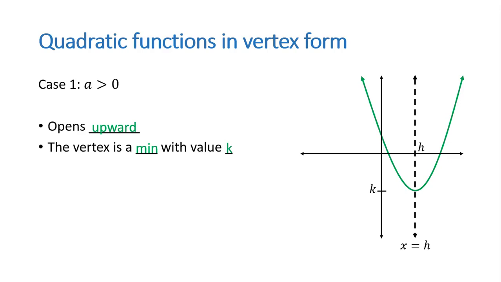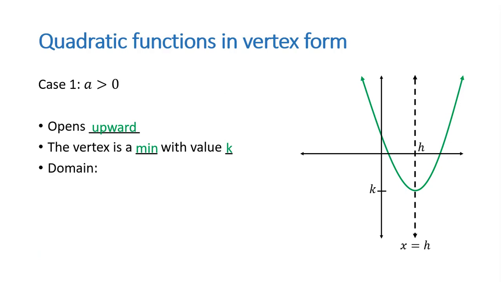Any value lower than that we can't actually reach. So the minimum value of the quadratic function is going to be k, which is the y-coordinate of the vertex. So the lowest value we can reach for our function is whatever k is. That's going to be our minimum value for our function.